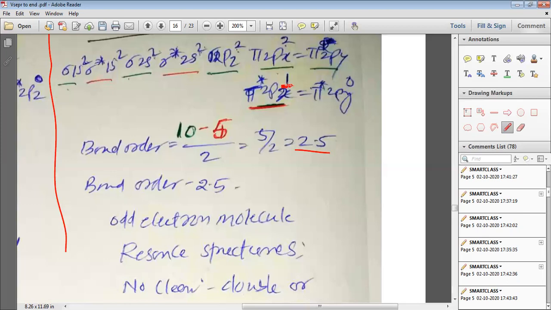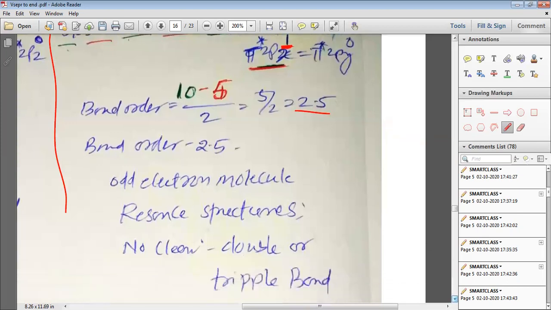This electron you can see is in the pi star 2px orbital, and this is how the explanation for the NO molecule can be easily given by the theory called molecular orbital theory. So for NO, we can write that the bond order is 2.5. NO is an odd electron molecule, and the odd electron is present in the pi star 2px orbital of the molecule.